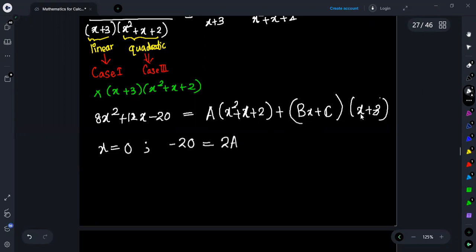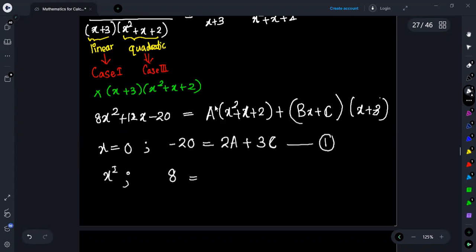And here if we put 0, 0 plus 3 is 3. Here we can obtain a plus 2a plus 3c is equal to minus 20. So we can label this as equation number 1. And then we are going to consider the coefficient of x to the power 2. So the coefficient of x to the power 2 in the left hand side is 8.